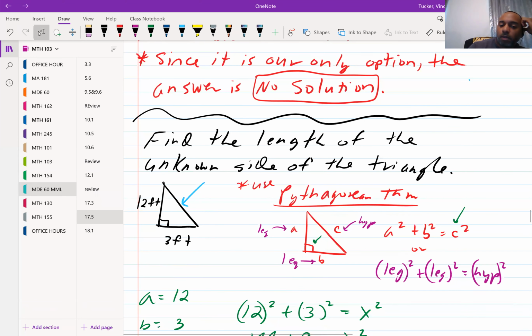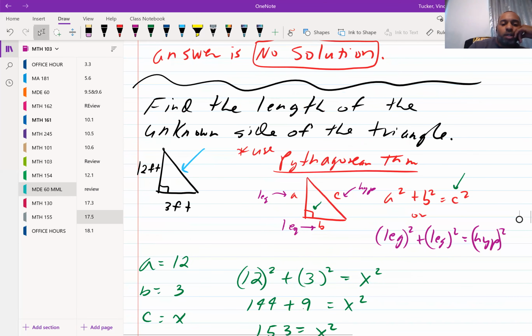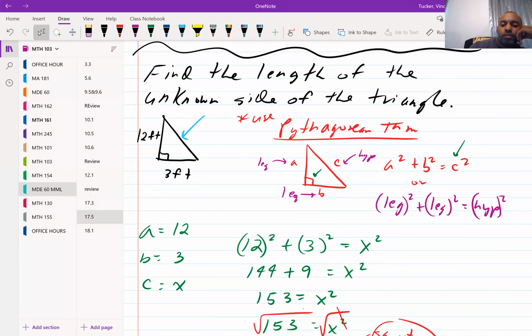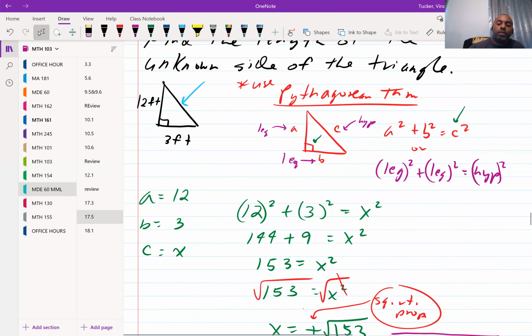All right, so if we plug in accordingly, this can be A, this will be B, and then the missing side is C. So that's 12 squared plus 3 squared equal to x squared. 12 squared is 144, 3 squared is 9. Add those together, that's 153. Take the square root of both sides.